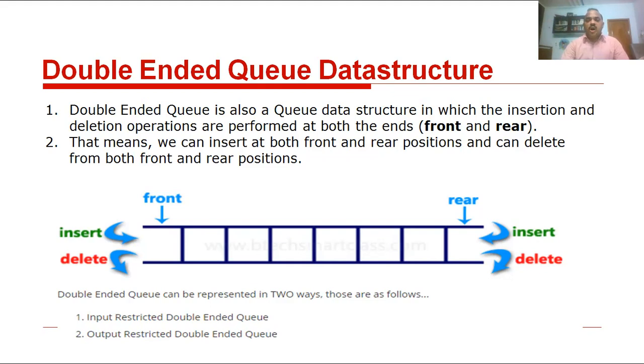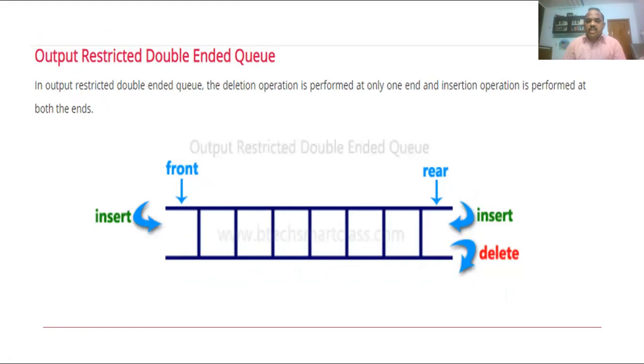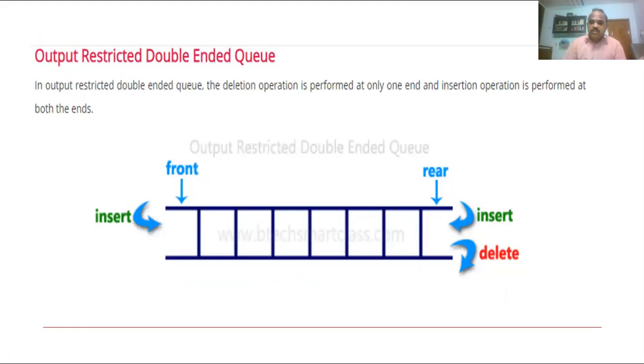Then here, there are two variations. The first one is the input restricted double-ended queue, and the second one is the output restricted double-ended queue. In the input restricted double-ended queue, the insert operation is performed at only one end and the delete operation is performed at both ends. In the output restricted double-ended queue, the delete operation is performed at only one end and the insert operation is performed at both ends. So this is DQ. What is DQ? Write and explain DQ, a 4-5 marks question.